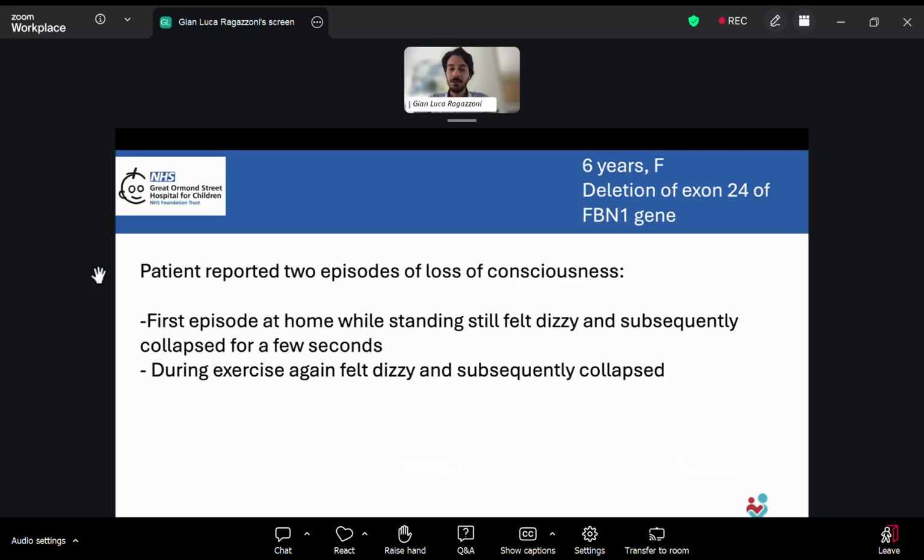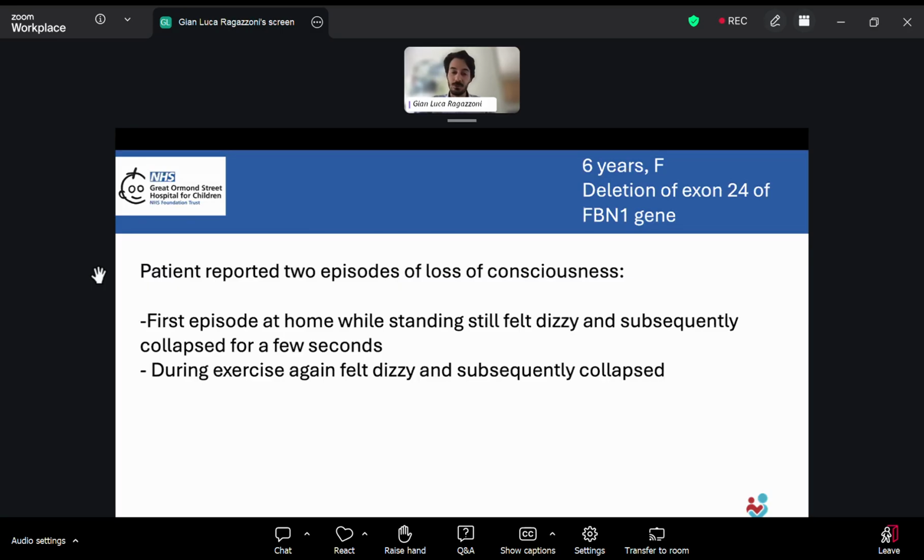And so, going back to our patient, during the consultation she reported 2 episodes of loss of consciousness. On the first episode, she was at home, she stood up, she started feeling dizzy and subsequently collapsed for a few seconds. The second episode was a little bit more concerning because this was during exercise. She was on a field trip with her school. Again, she started feeling dizzy and subsequently collapsed.